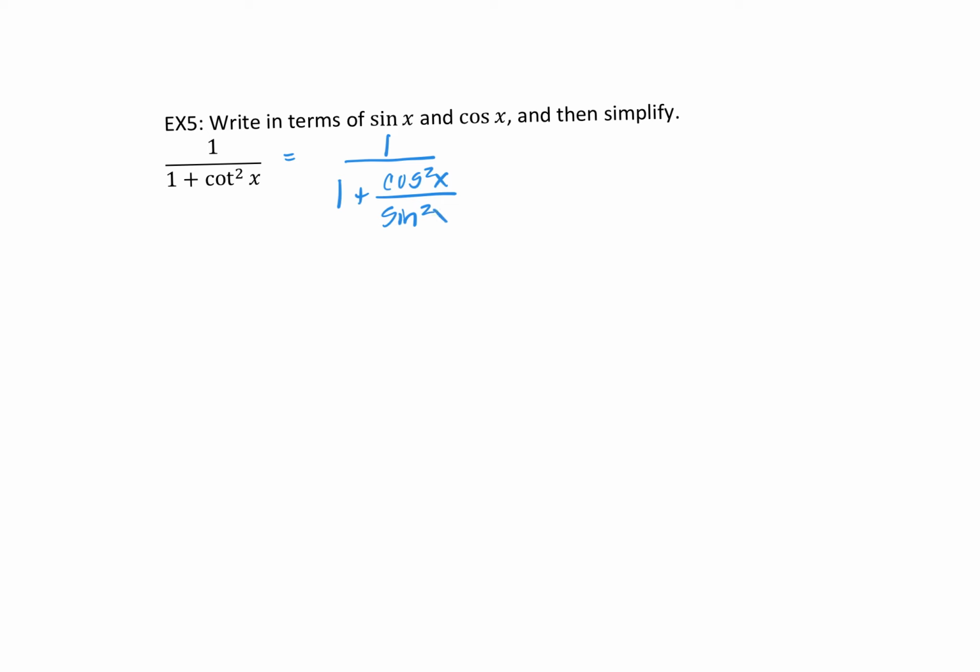I end up with this complex fraction and I don't want to play around with that. So instead of writing it in terms of sine and cosine, I'm going to cheat and use that Pythagorean identity, because remember 1 plus cotangent squared is just cosecant squared. So this denominator becomes cosecant squared. And then if I just flip that, it ends up to be sine squared. That's simplified.